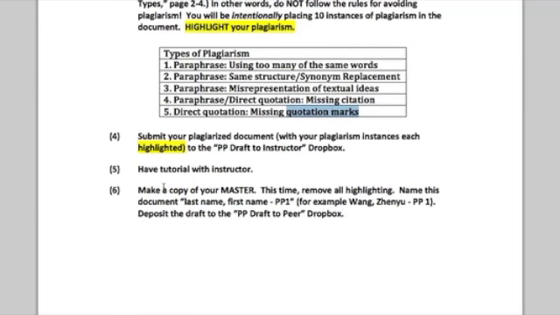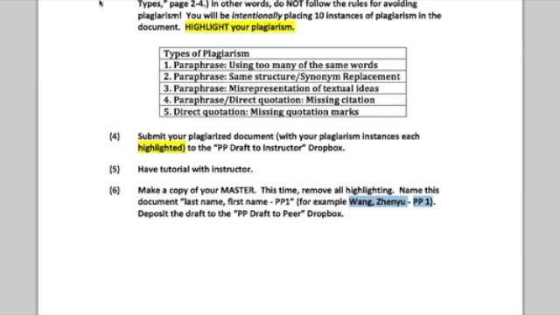And so let's just assume now you've had the tutorial with your instructor. So now number 6, you're going to make a copy of this master with all of your mistakes. But this time you're going to take away all of the highlighting. Then you will name the document with your last name, first name, and then PP1, which stands for Plagiarism Project 1. For example, if your name is Wang Zhengyu, that would be it right here. Then you're going to put this into the PP Draft to Peer Dropbox.